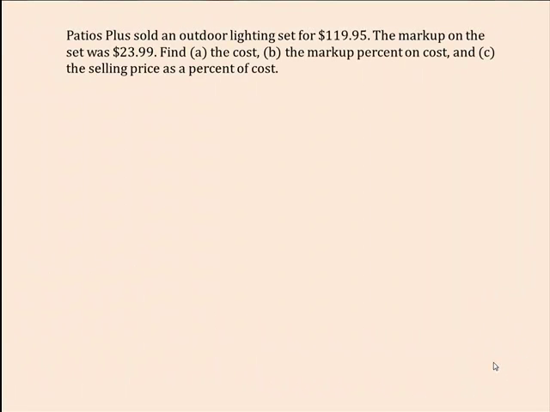Patios Plus sold an outdoor lighting set for $119.95. The markup on the set was $23.99. So we need to find A, the cost, B, the markup percent on cost, and C, the selling price as a percent of cost.